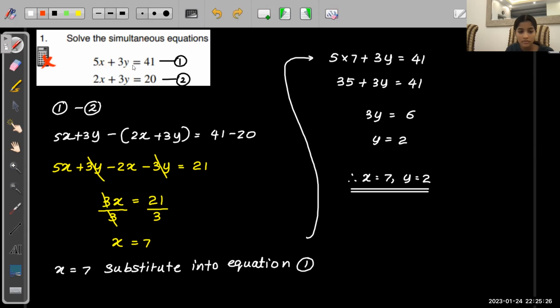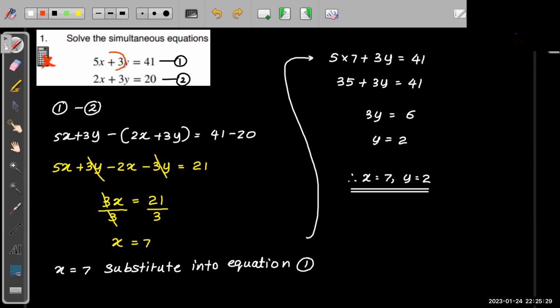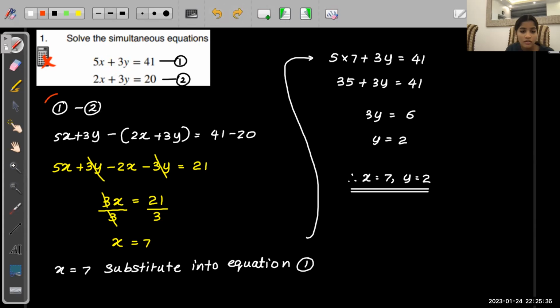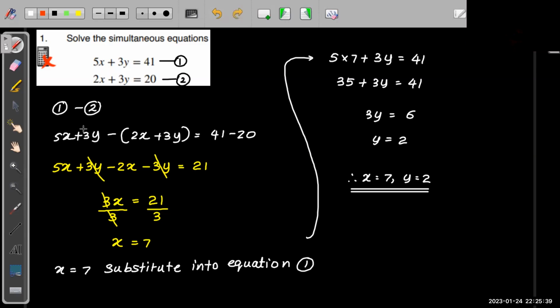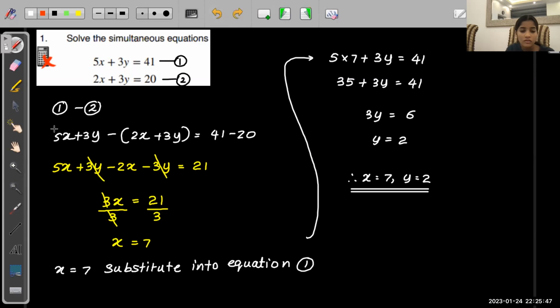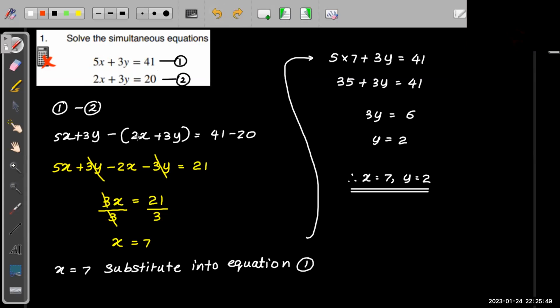So for that, the steps we need to do is, we need to check the coefficient of y. Both are positive 3's. Which means we need to subtract equation 1 minus equation 2. When you subtract, left hand side separately, right hand sides separately. So left hand 5x plus 3y minus, inside bracket, left hand side of the other equation, right hand side 41 minus 20. I need to multiply this whole bracket out of minus 1, then I'm getting minus 2x minus 3y.